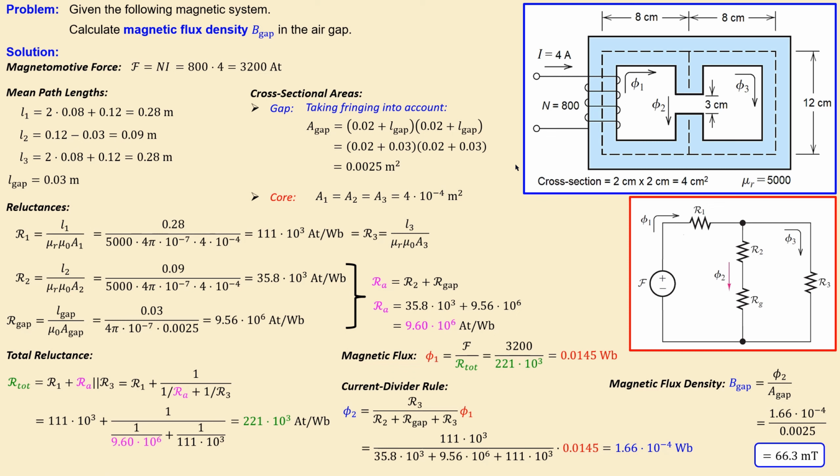Alright, this was example number 5 about another circuit having also branches in the magnetic system, and which we use, of course, also in the electric domain to calculate the required values.